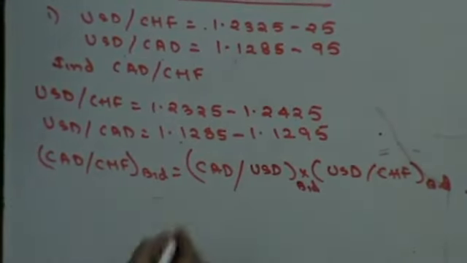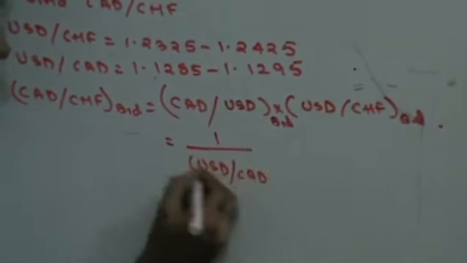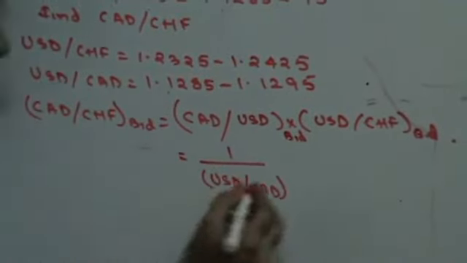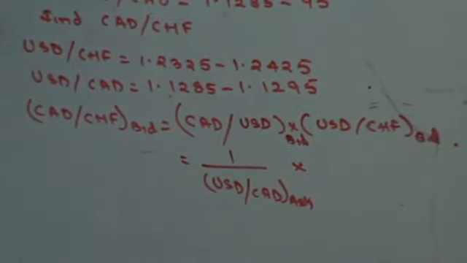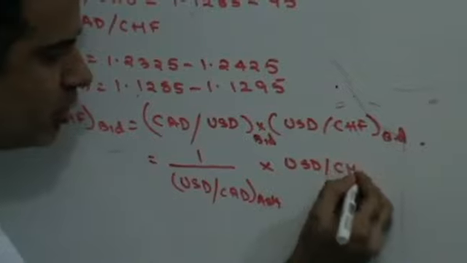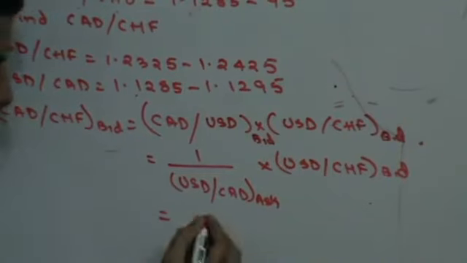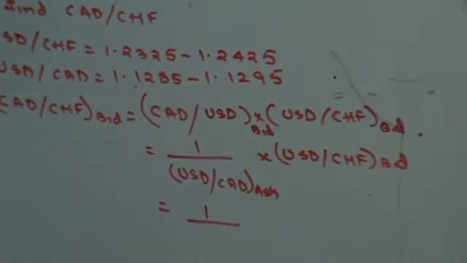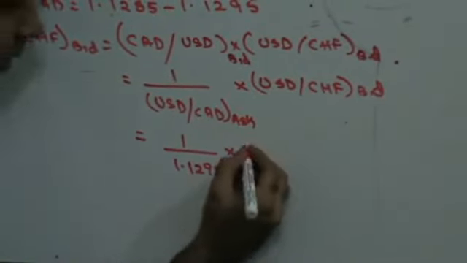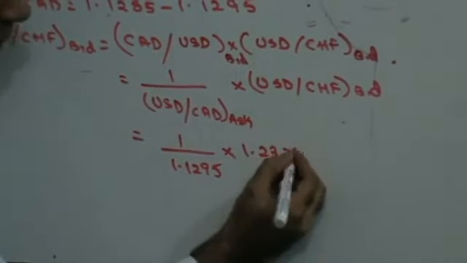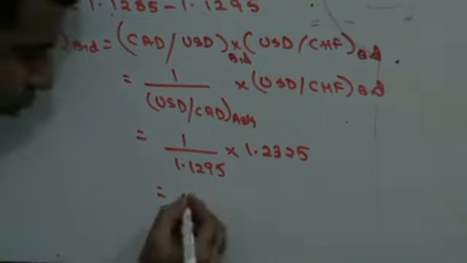The quote given to me in the sum is US dollar Canadian dollar. So convert the direct quote into indirect. How do I do this? When I convert from direct to indirect, bid changes to ask. US dollar Swiss franc quote is given to you. So this is 1 upon US dollar Canadian dollar ask, 1.1295, into US dollar Swiss franc bid, 1.2325. So when you solve this it will come to 1.0912.